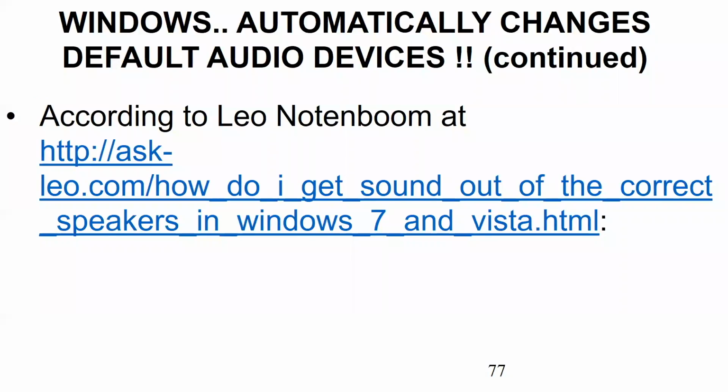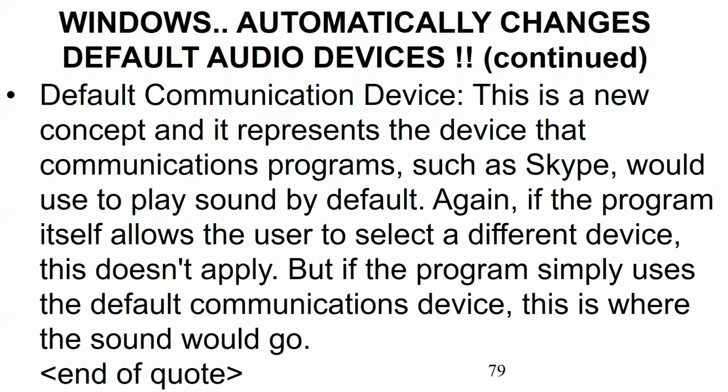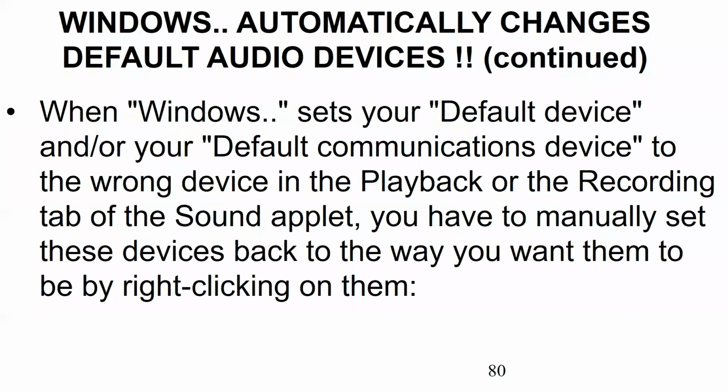This guy here wrote a real good explanation of what the difference is, and I love his website. It's called Ask Leo, and he says a default device is any device, but a default communications device is a device such as Skype that is used for communications. Some programs like Skype let you then pick which device you want once you're in the program. So that's helpful, right? If you're going to have Windows reconfiguring things for you.